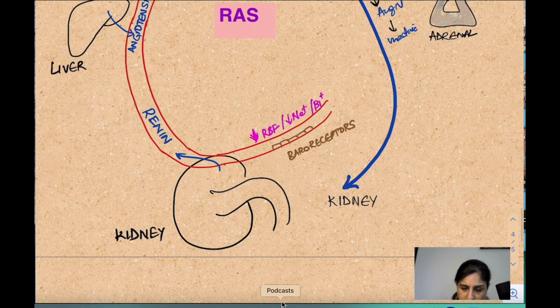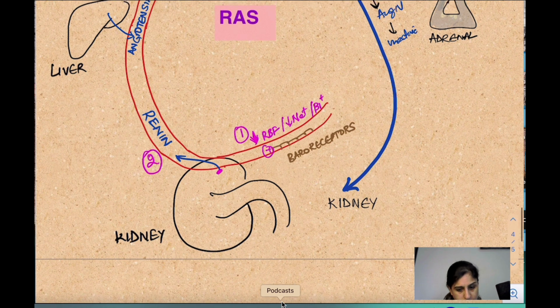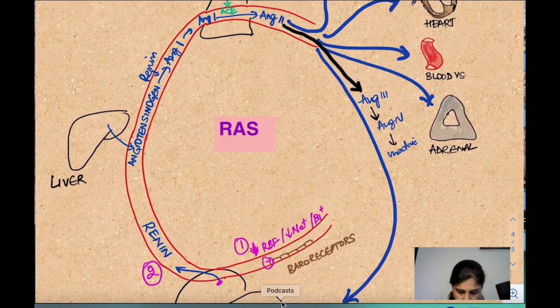So if renal blood flow is low, this will be stimulated. If sodium is low, the macula densa is stimulated, and beta 1 receptors get stimulated directly. It leads to release of renin. So here, let's say the JG cells are present, and they are going to release renin into the circulation. So the first step is some stimulus which causes release of renin. Now renin is going into the circulation, the whole systemic circulation.